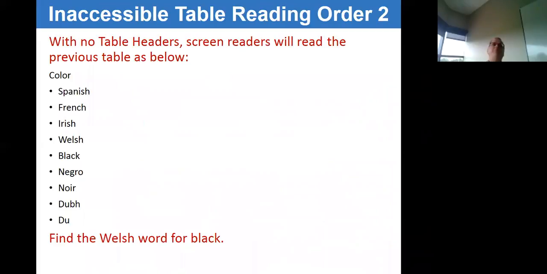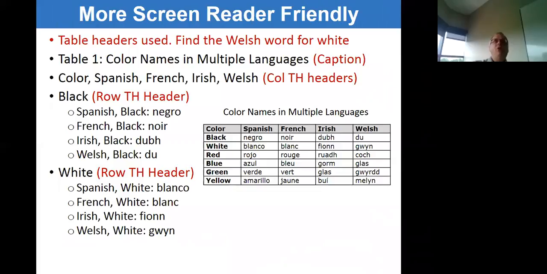This is how it will be read. So that's why it's super, super important to make sure that you have table headers and you do a few other things for it. So now the table headers are used. Find the Welsh word for white. Again, not too hard for us, but look how the screen reader is going to read the black and white rows there. Makes a lot nicer, doesn't it? It's read as if you didn't even need a table.